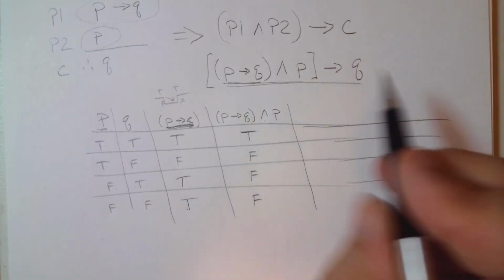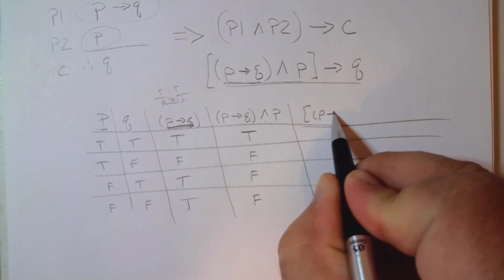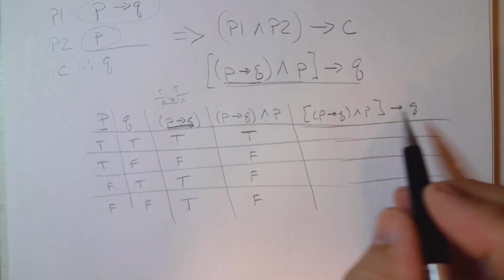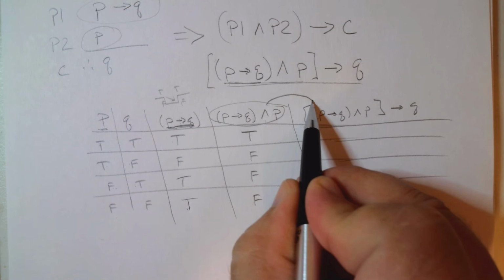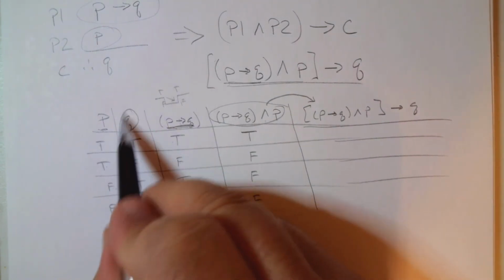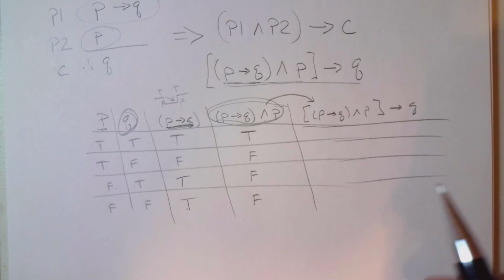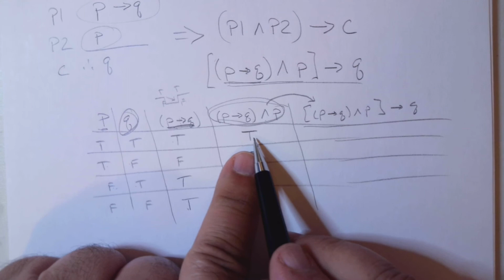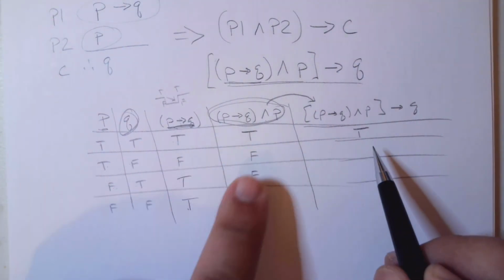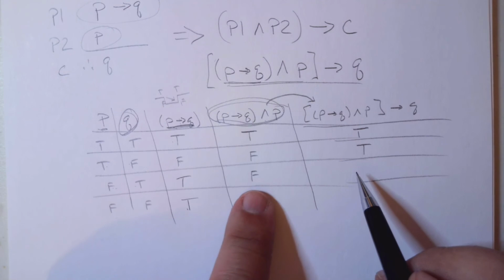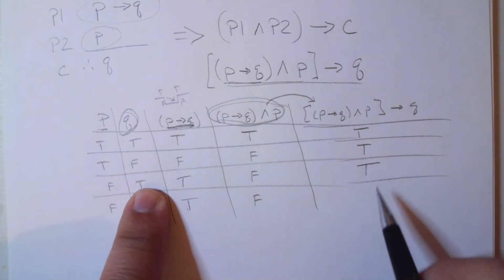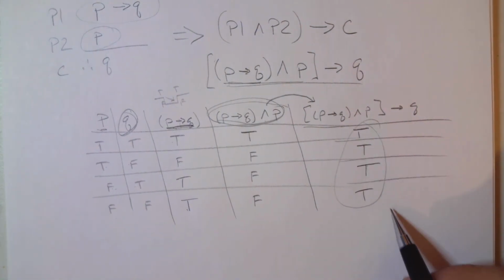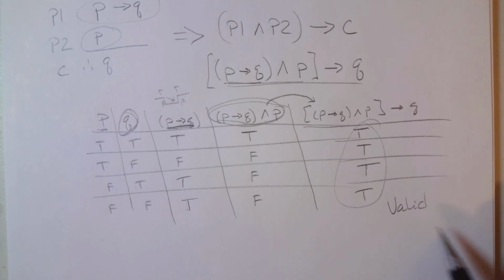Now let's look at the entire statement. If P, then Q, and P, then Q. So we'll look at the second column and the fourth column. It's a conditional statement. So true to true, that's true. False to false, that's true. False to true, true. False to false, that's true. So because all of these are true, it's a valid argument.